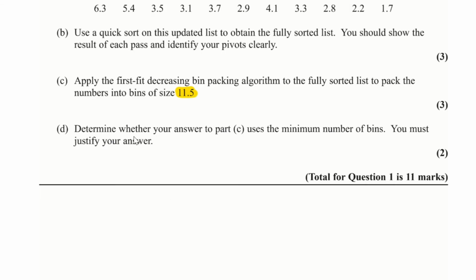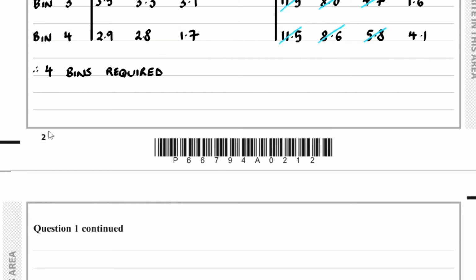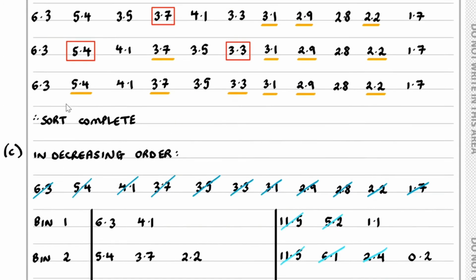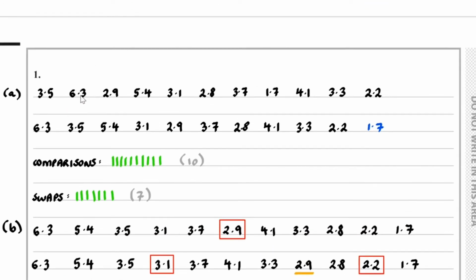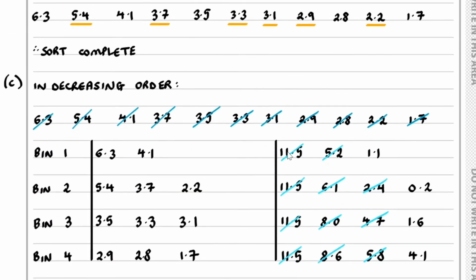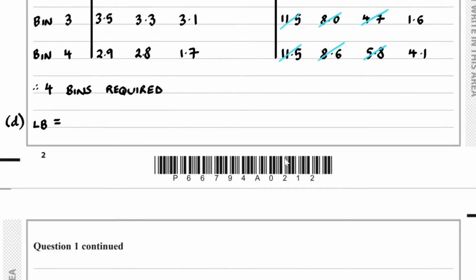For part D of the question, we have to determine whether our answer to part C uses the minimum number of bins. You must justify your answer. Well, for part D, what we need to do is first of all calculate the lower bound. And for us to calculate the lower bound, we need to add together each of these numbers and then divide by the 11.5, which is our bin size.